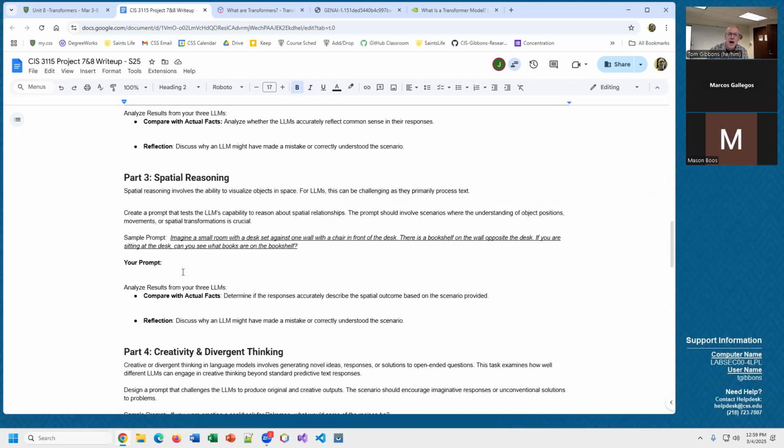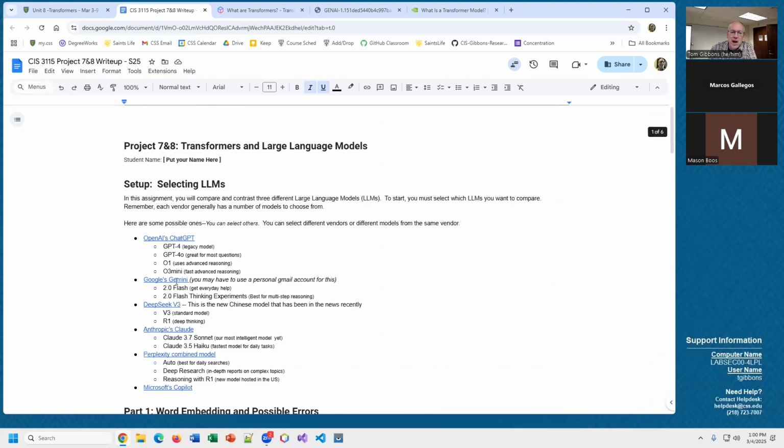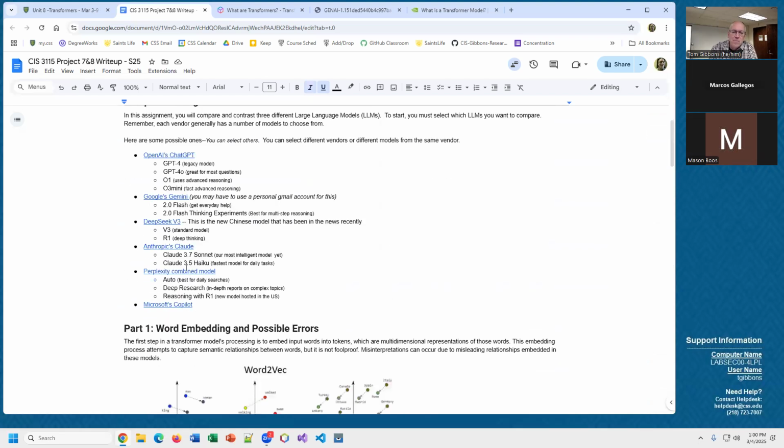In each of these, I'll give you a sample prompt, but I really want you to come up with your own prompt similar to that. And again, you can use AI to help you come up with a prompt, but you want to come up with your own. And then you want to compare, and you're going to compare 3 different models out there.